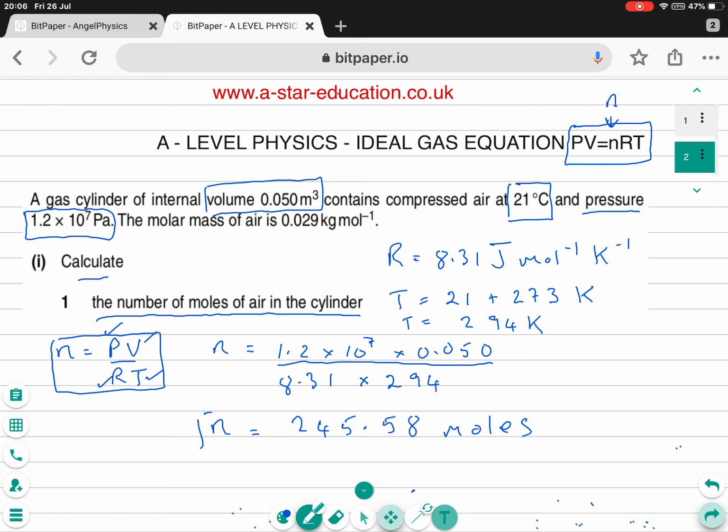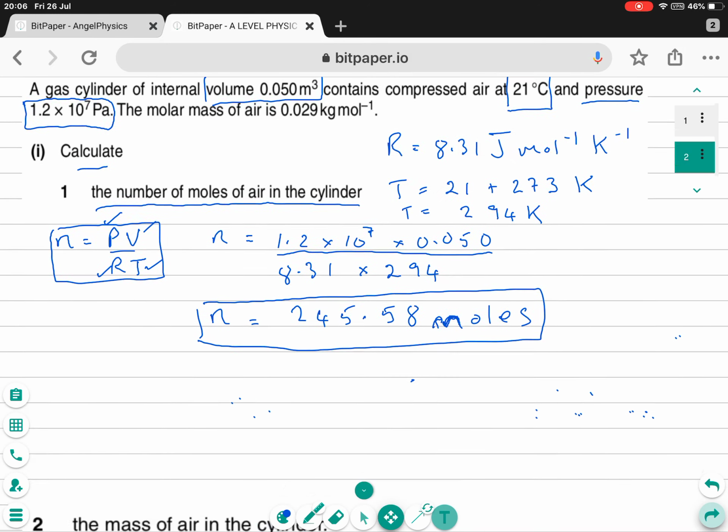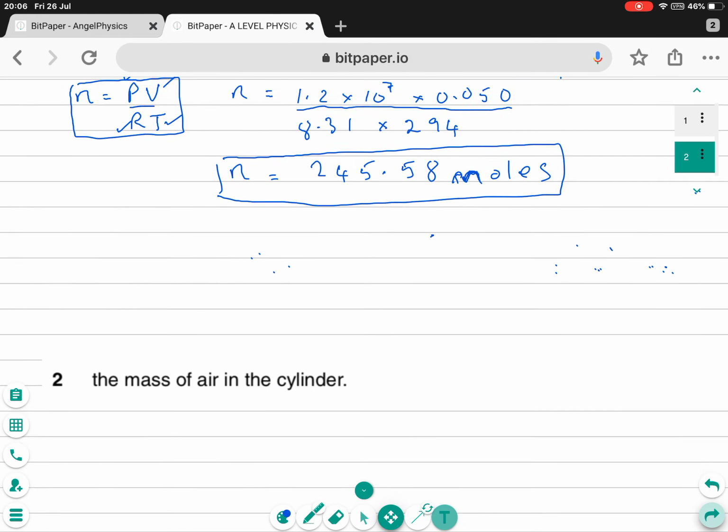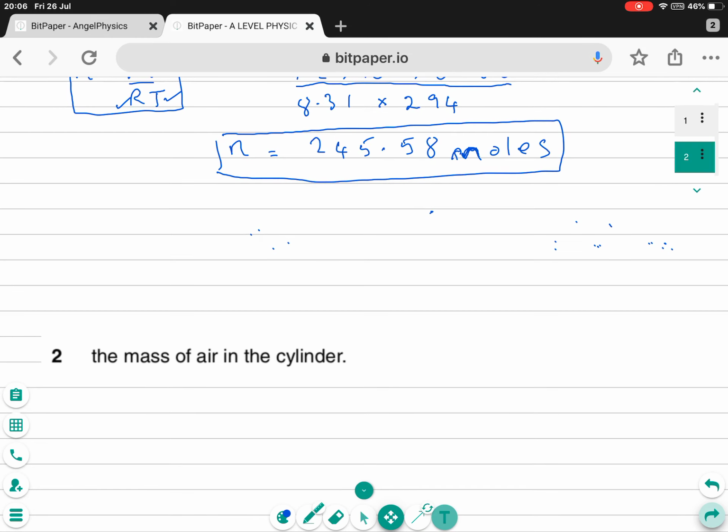Okay, right, so we've done the very first part of the question, working out the number of moles. All right, so let's go on to the next part of the question. Just scroll down because there's a second part to it. The next thing that they want us to find out is the mass of the air in the cylinder. So we know how many moles there are. Now we need to find out what the mass is. And of course, the mass is measured in kilograms.